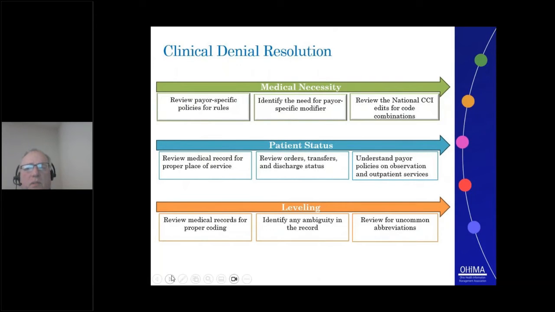Also, look at the abbreviations used. Payers will not go out of their way to understand what it is the provider means when they use abbreviations that are not standardized.